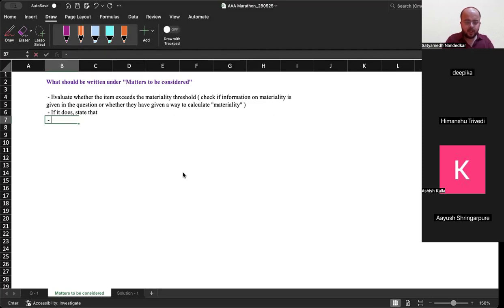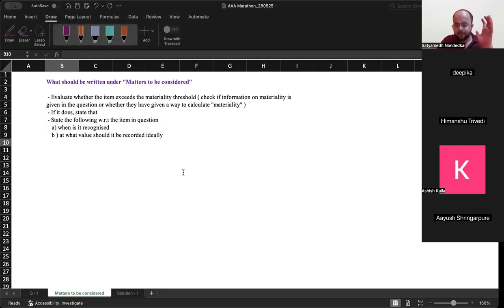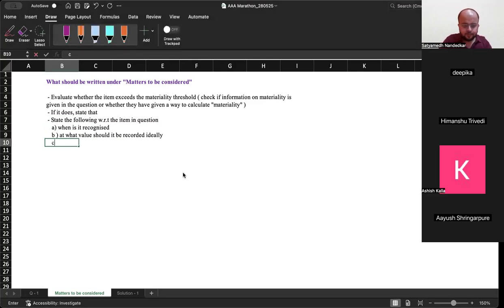Rather, let's make this a little generic. State the following with respect to the item in question. First thing, when is it recognized? If information is available, you should ideally point towards that. Then at what value should it be recorded ideally? Then subsequent accounting treatment and measurement.